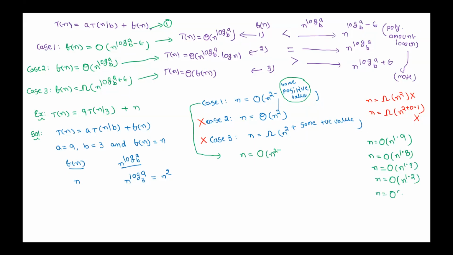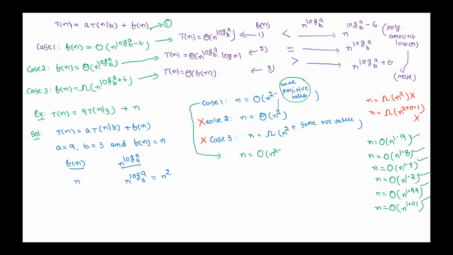N is big O of n power 1.99. Is this correct or not? N is big O of n power 1.01. Is this correct or not? Are there any wrong answers here? Whatever I have written, is there anything wrong here? No. All are correct. All are correct only, no? You tell me one epsilon value.